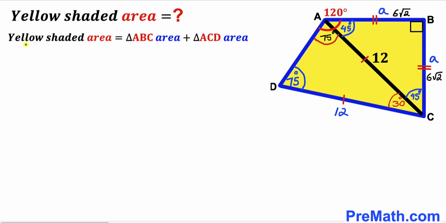And now let's make an observation. We can see this yellow shaded region's area is equal to the area of this triangle ABC plus the area of the triangle ACD as well.